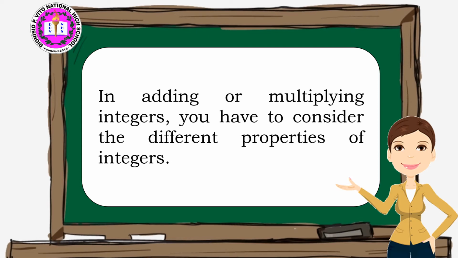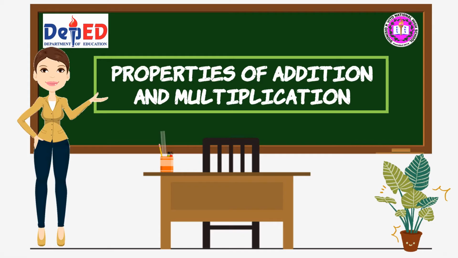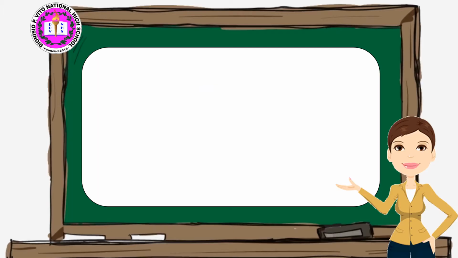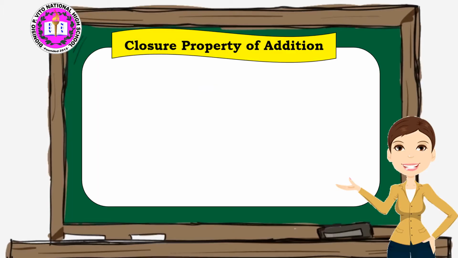In adding or multiplying integers, you have to consider the different properties of integers. So now, let's move on to the properties of addition and multiplication. The first property that we have is the closure property of addition. For example, we have 7 plus 12 is equal to 19.